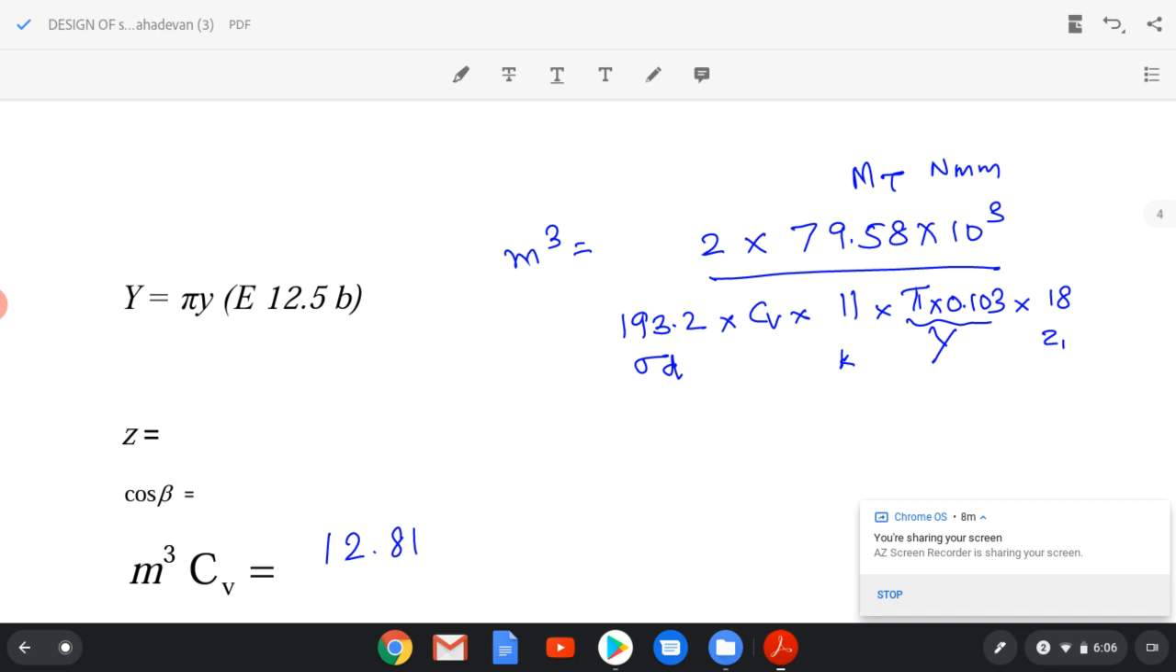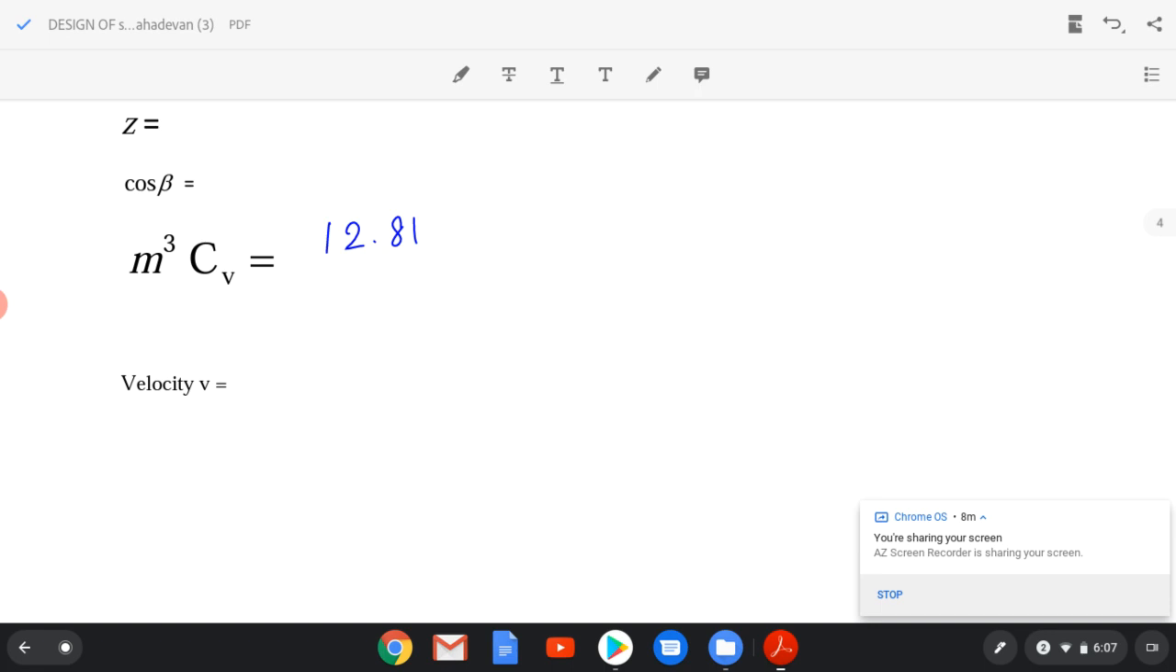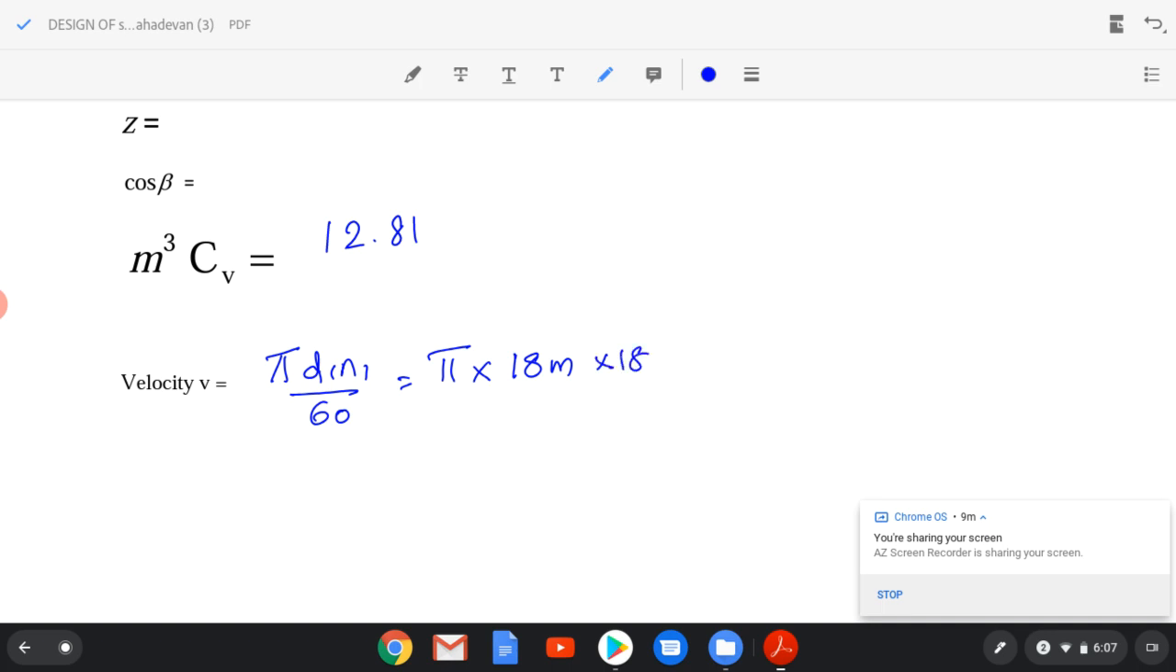Now we come to the most interesting step, which is how to find m. For some unknown value of module, we get m cube Cv equal to 12.81. Cv is called the velocity factor, for which we need to find the velocity. Velocity equal to pi d1 n1 by 60. We can write in terms of module m z1, so module into 18 into n1 equal to 1800 divided by 60, which comes to 1696 m.